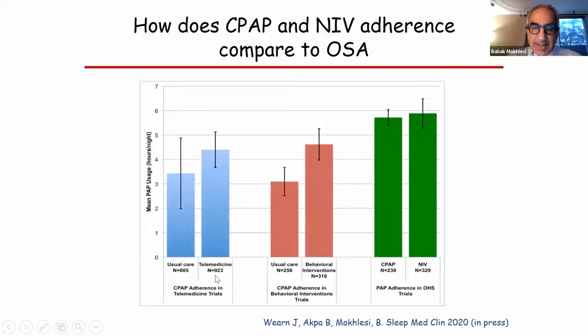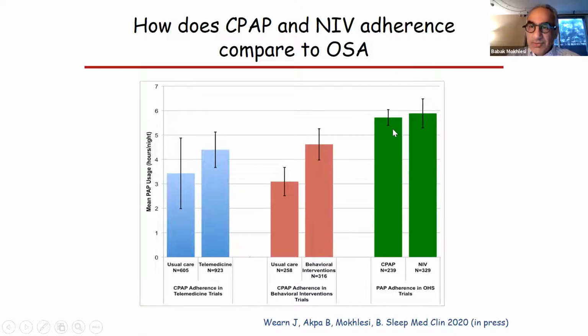And you can see that in the clinical trials where patients were randomized to telemedicine interventions, on average, CPAP adherence improved by an hour. And then in clinical trials where behavioral interventions were done to improve CPAP adherence, again, this is a conglomerate of a bunch of studies, you can see that CPAP adherence improved by almost an hour and a half. Now, these are the studies of OHS where patients were either randomized to CPAP or NIV, but there were no interventions. These studies were not designed to improve adherence.